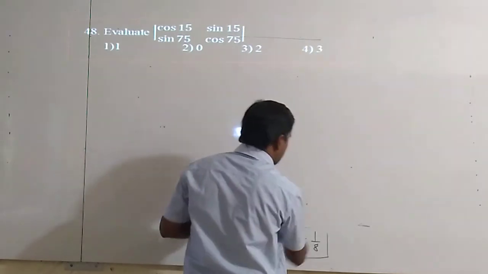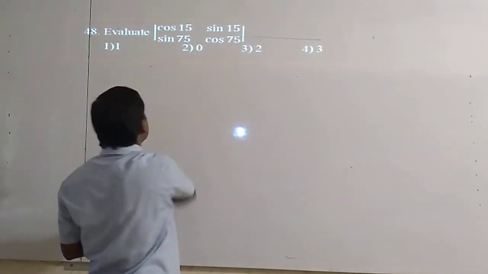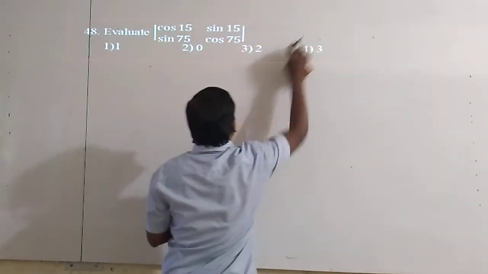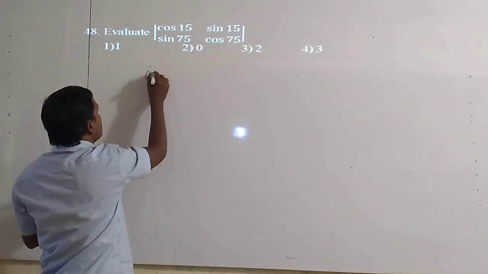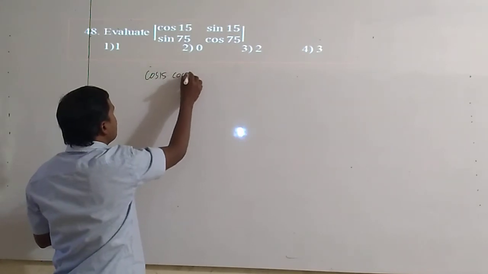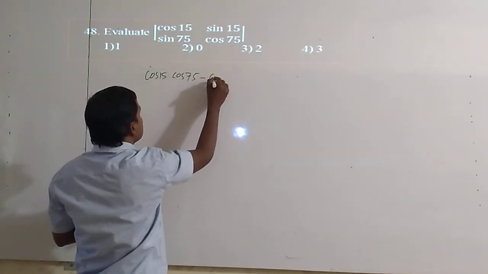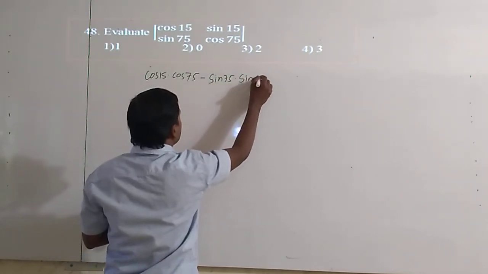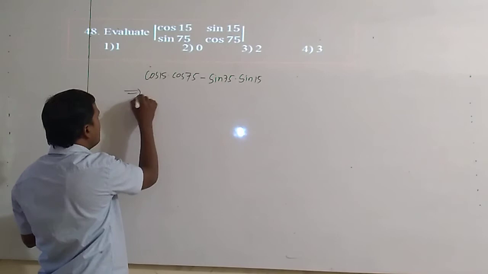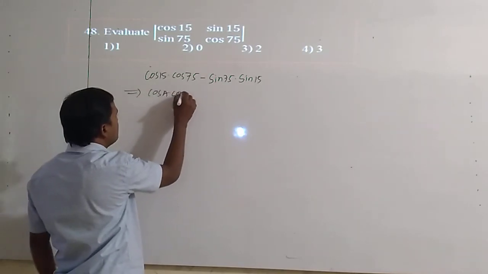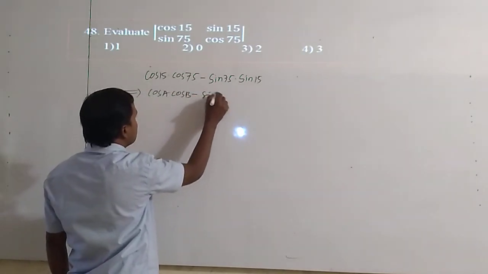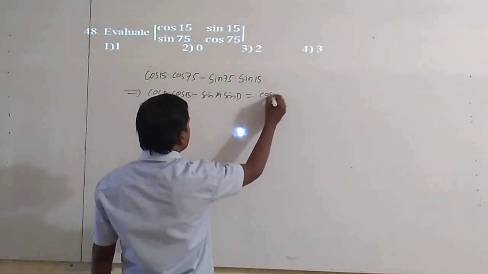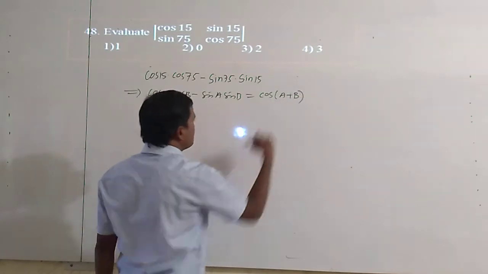Okay, here we should find the value of this determinant, right? So it is a determinant of order 2 cross 2. Here this becomes cos 15 into cos 75 minus sin 75 into sin 15. Okay, so it is in the form of cos A cos B minus sin A sin B. So what is the formula? This is the cos of A plus B.